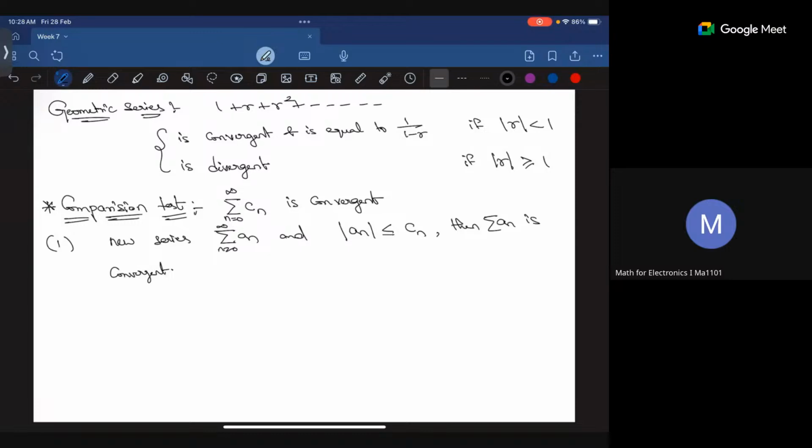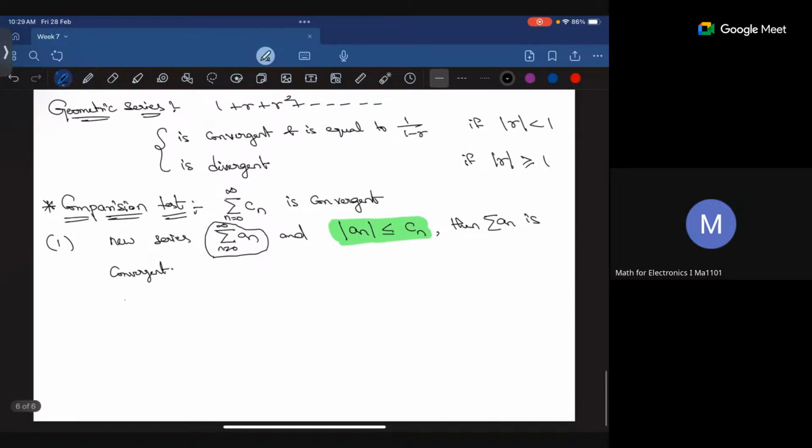Okay, so what we said is you have a new series. If this condition is satisfied, for all the terms, or maybe after a certain n value, if your terms are lesser than or equal to the terms which are already convergent, then even if this converges, any value lesser than that will also converge. So that is what we mean.